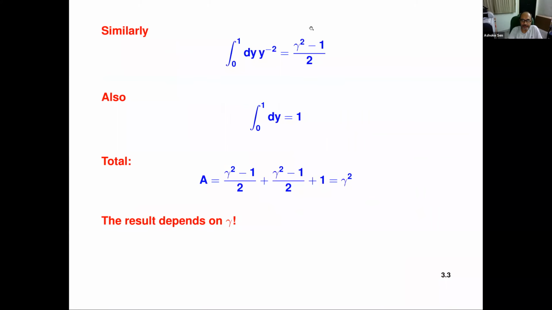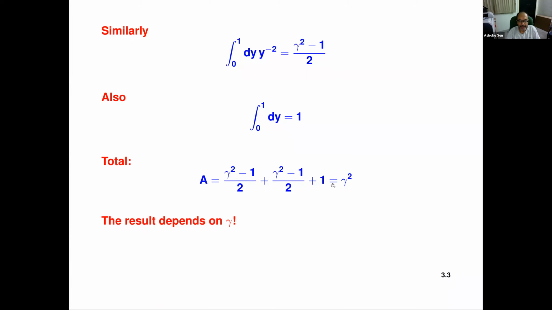Okay, we can do a similar analysis for this. In fact, by the symmetry of the problem, this should give the same answer, and indeed it does. Because as we discussed, all the 4 external legs are the same, so the S and T channel diagrams should give the same result. So that also gives you gamma square minus 1 by 2. And then, of course, you have this integral. You can change variables here 0 and 1 if you want, but it makes no difference because it's a non-singular integral. So this is 1.